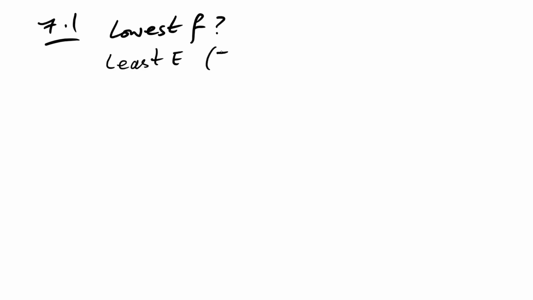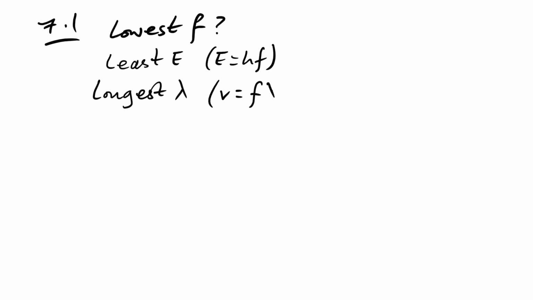We have a discharge tube, we have a spectrum, and we have these 4 wavelengths emitted. And we're given the energy levels for the hydrogen electrons. So we're asked, what's the energy of the photon if we have the lowest frequency? Lowest frequency is least energy, because we know E is equal to hf, they're proportional, and also longest wavelength. And of course we know from the wave equation that they're inversely proportional.